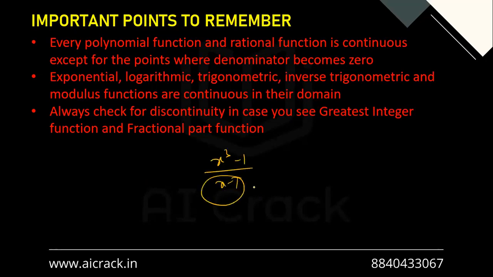In this case, we know that this becomes 0 at x equals to 1. This function becomes not defined. So basically, the denominator becomes 0, and this function becomes non-defined. Now over here, we cannot say that this function is continuous at this point, right? So basically, at all those points except the points where the denominator becomes 0.